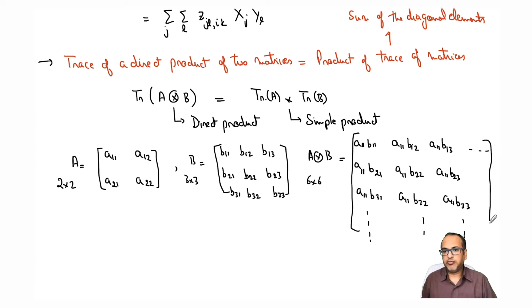I'm not going to write the full representation here, the full matrix, but you got the point. So the next element will be A21 multiplied with all 9 elements of the B matrix, right?